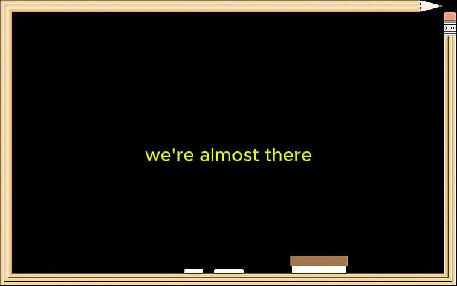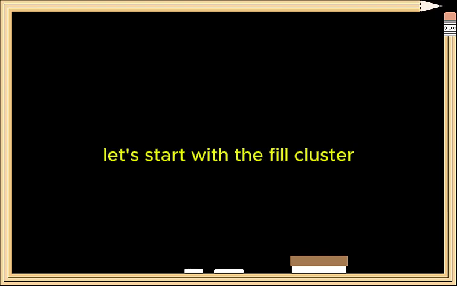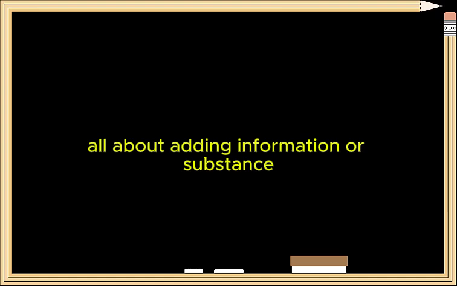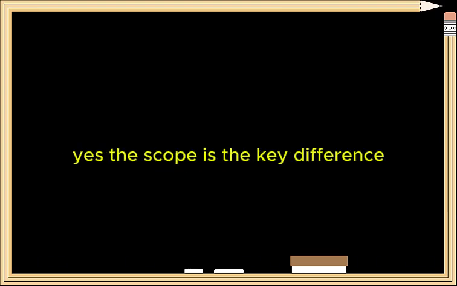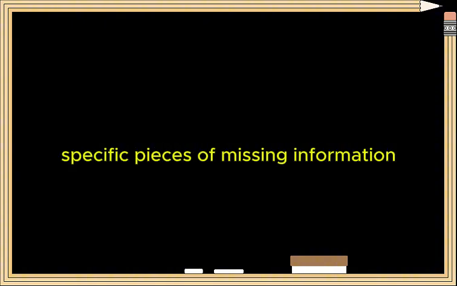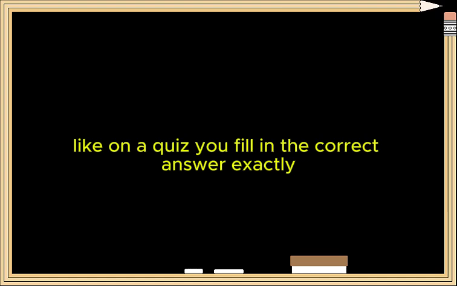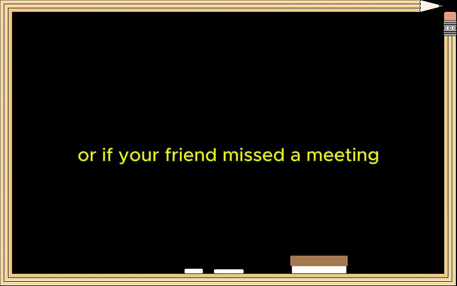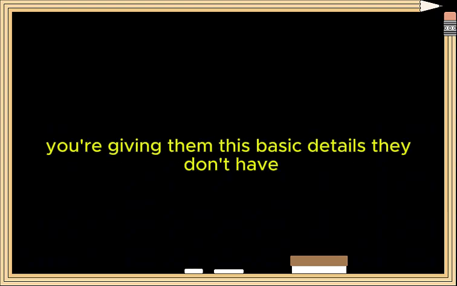We're almost there. We're winding down with a final, really robust set of essential verbs. Let's start with the fill cluster, all about adding information or substance. We need to distinguish between to fill in and to fill out. Yes, the scope is the key difference. To fill in is usually for smaller, specific pieces of missing information. You're filling in the blanks. Like on a quiz, you fill in the correct answer. Exactly. Or if your friend missed a meeting, you can fill them in on what happened. You're giving them the specific details they don't have.